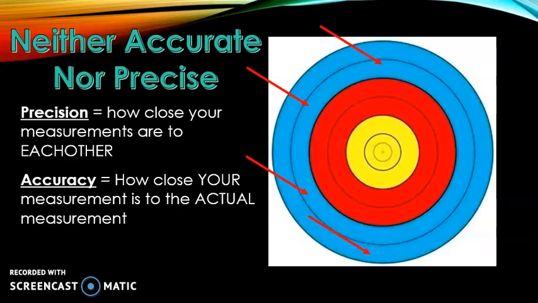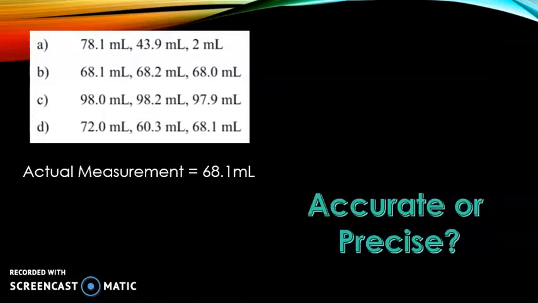Now it's all well and good to be talking about bullseyes and arrows, but I don't think that we're going to be allowed to practice archery on the inside of the lab room. What we do need to start taking a look at is real data that we might be collecting in the lab. So here's a real life example. It's set up into 4 separate groups, A, B, C, and D. The task was to simply measure the volume of a liquid. Now the actual measurement is 68.1. That's your bullseye.